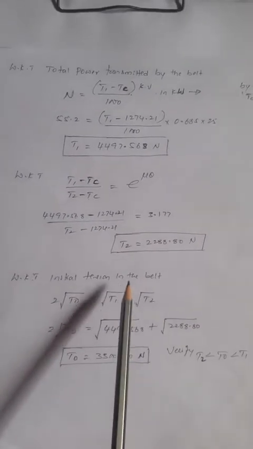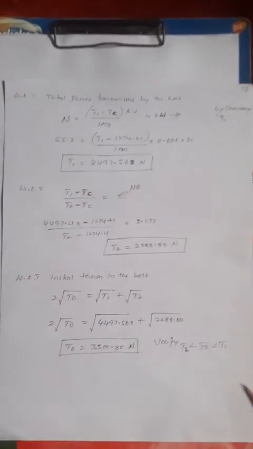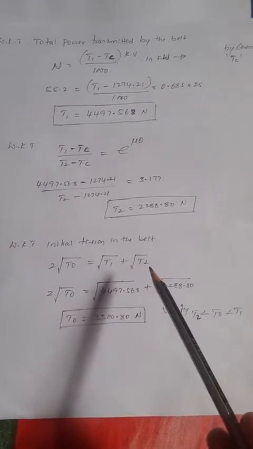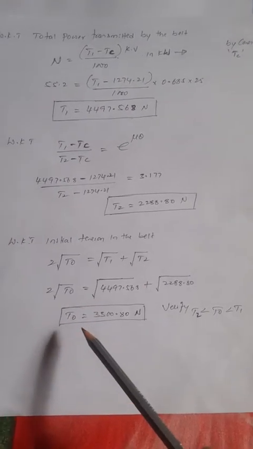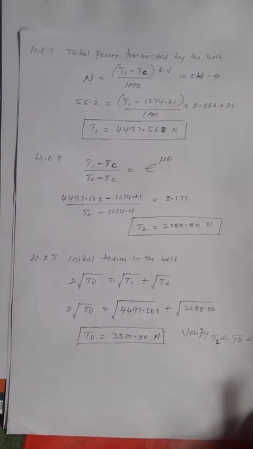Next, we know the initial tension in the belt by the Barth equation. Initial tension in the belt: T1 we already know, T2 also you know, so calculate T0. This is how we calculate the tensions in the belt drive.